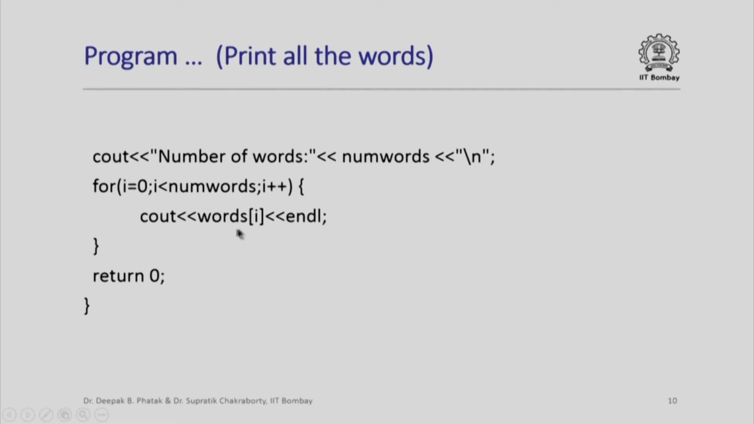Notice that words is a two-dimensional array, but C++ understands if I just put words[i], that means the ith row. Since the ith row represents a valid string, C++ permits me to use this as if it was a one-dimensional array with the name words. This will output the ith word. i varies from 0 to num words, and I would have got all my words printed.